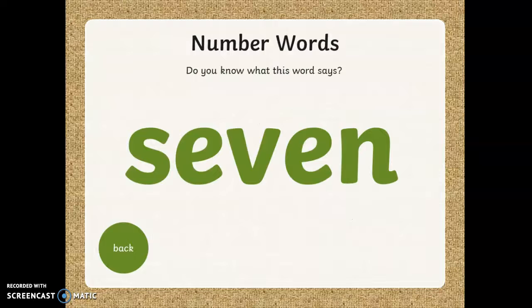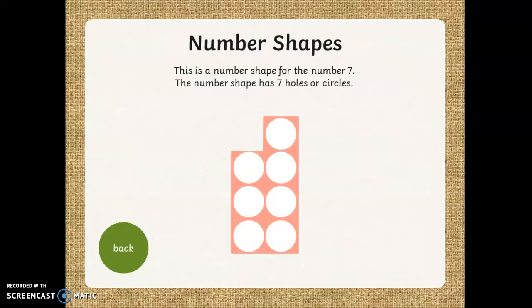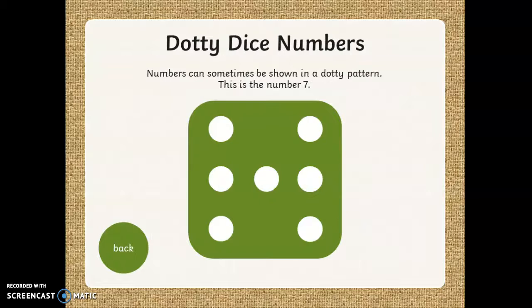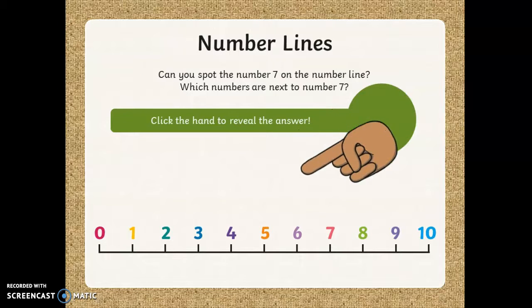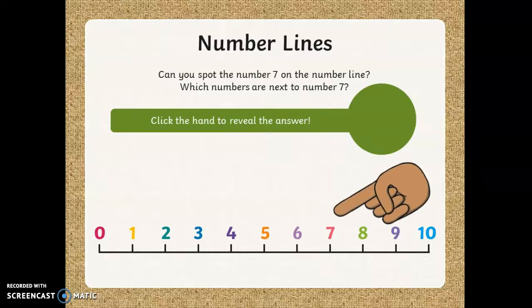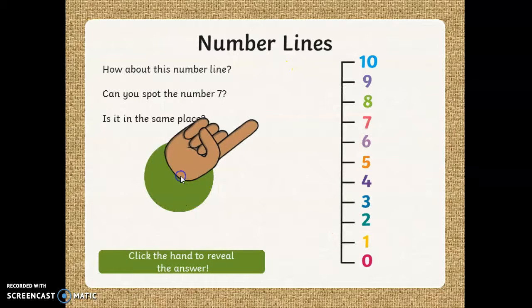This is the word 7. This is how we show number 7 with number shapes. And we can also see number 7 on a domino or a dice. Can you spot number 7 on the number line? Where do you think it's going to be? Yes, right after number 6. Very good. 7.